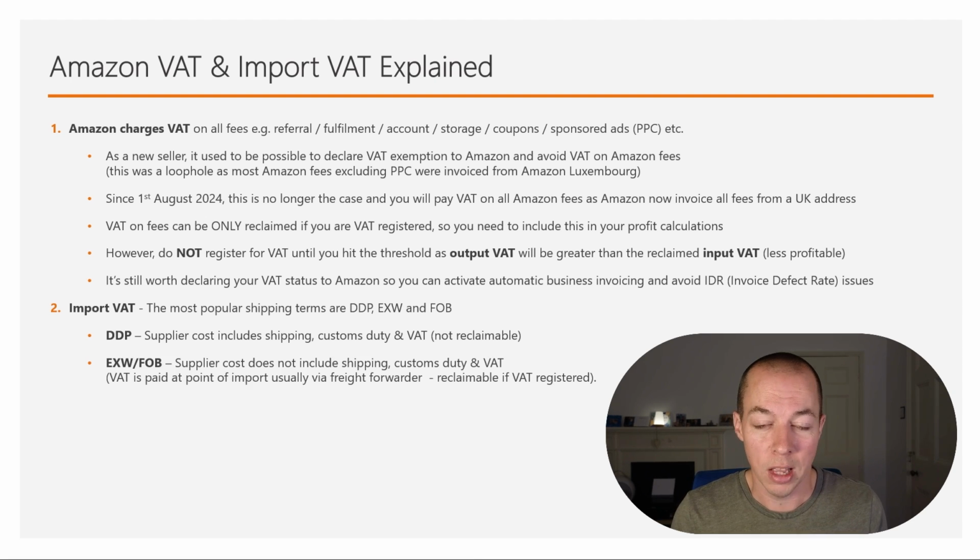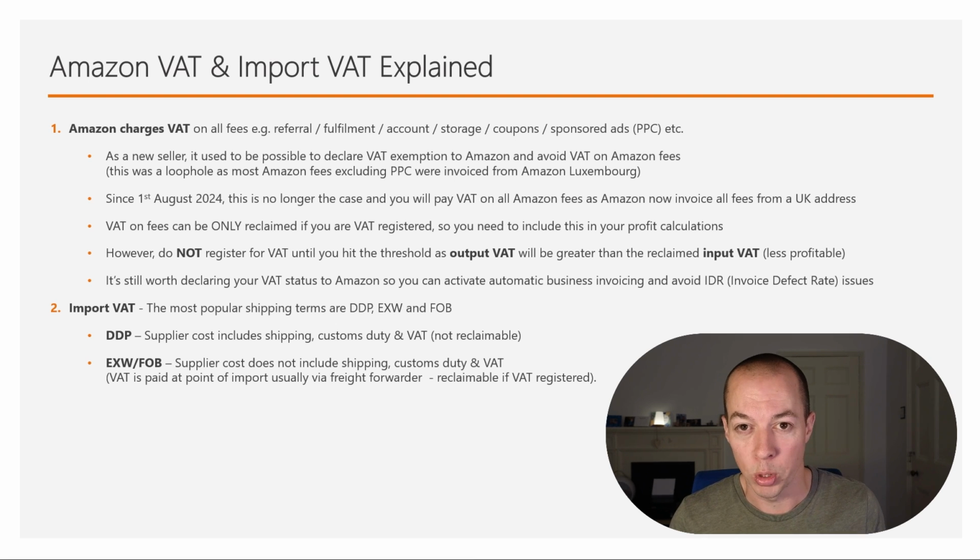We've then got EXW and FOB. Now, these you pay the VAT at a different stage. So you pay a cost to the supplier for the cost of the goods. And if it's FOB, which is free on board, the supplier will get the goods to the nearest port.